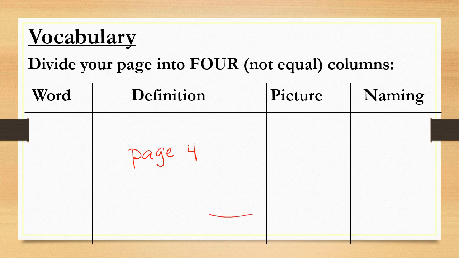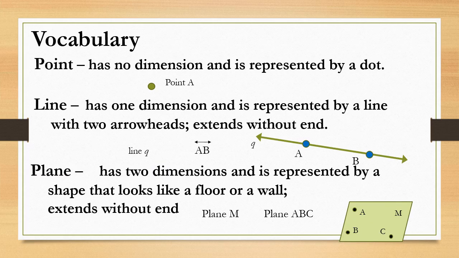All right, welcome back. So right now, what I need you to do is to think about what you just did. So things that you guys talked about. First of all, we had a point. So a point has no dimension and it's represented by a dot. And really when we label a point, we just call that point A.